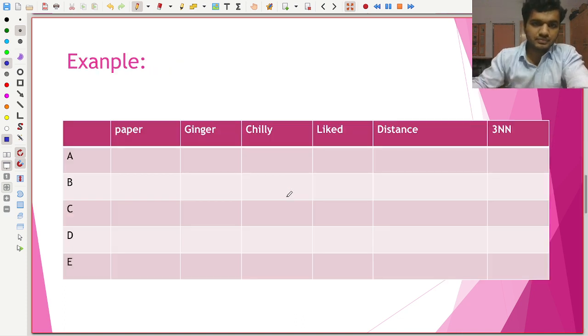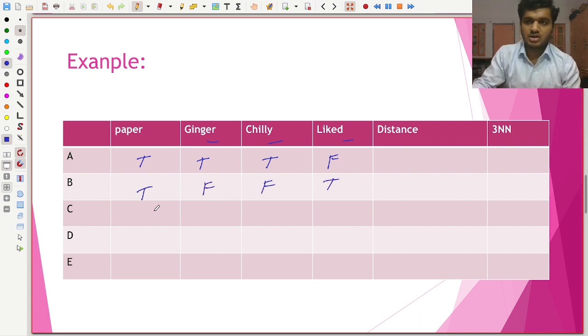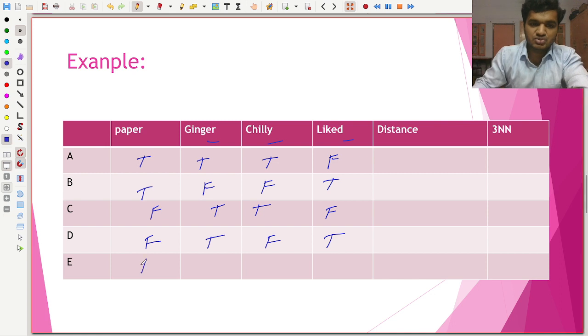Next we'll talk about an example. Suppose there are 5 examples with features like pepper, ginger, chili, and like, which are given as true, false, true, and so on, for example true, true, false, false, true, and false, true, true, false.